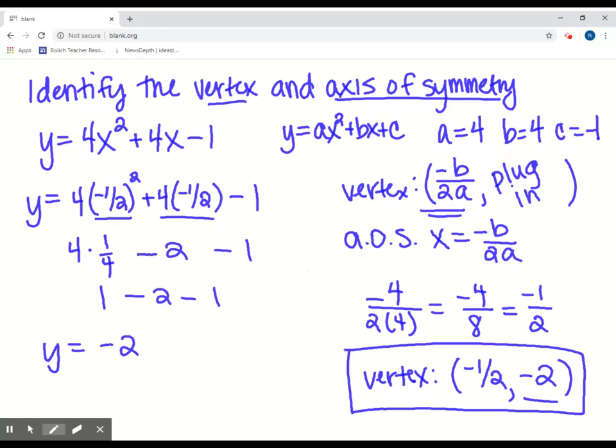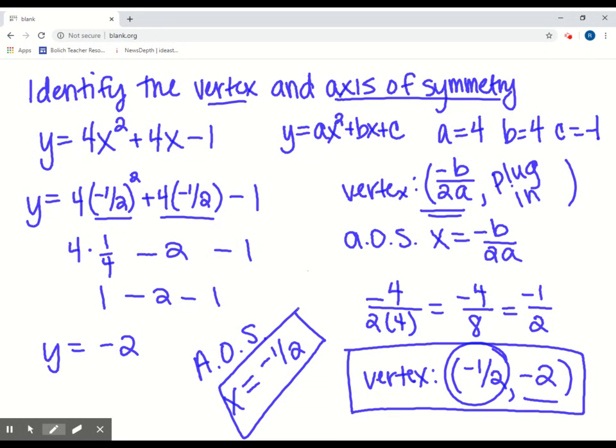Now, the axis of symmetry, again, is pretty easy to find once you find the vertex. The axis of symmetry is a vertical line, so it has the equation x equals, and it's always going to equal whatever the x-coordinate of the vertex is. So x equals negative 1/2. And we are done.